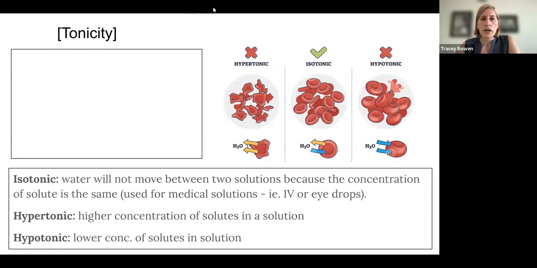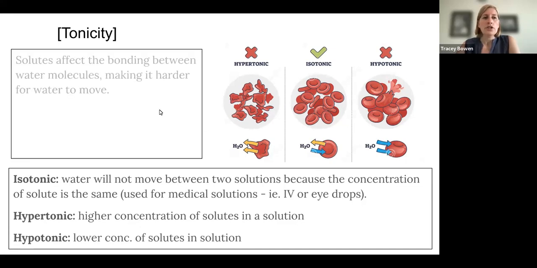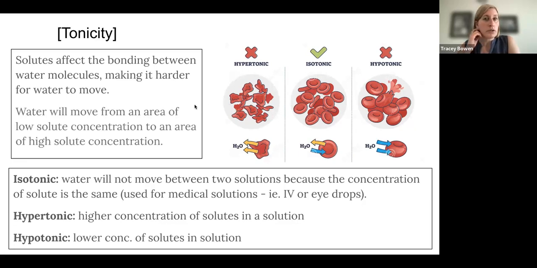So when we're talking about solute concentrations, we're looking at tonicity. And so we have hypertonic, isotonic, and hypotonic. Solutes in a liquid, in a solution, are going to affect the bonding between water molecules, and that's going to make it harder for water to move. So water is going to move from an area of low solute concentration to an area of high concentration. And we learned this when we looked at what osmosis is.